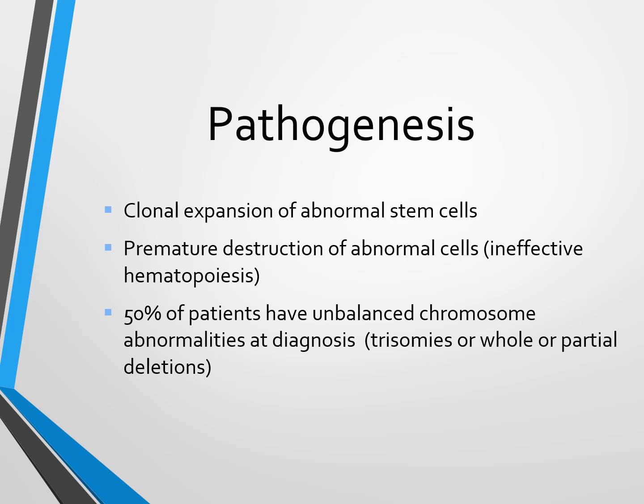Because they are abnormal, they will not be sent out into circulation, and they will go through apoptosis prior to leaving the bone marrow. About 50% of those patients have an unbalanced chromosomal abnormality at the time of diagnosis, so either trisomies or whole or partial deletions. And again, remember, the higher the number of cytogenetic abnormalities that you have, the poorer the prognosis.